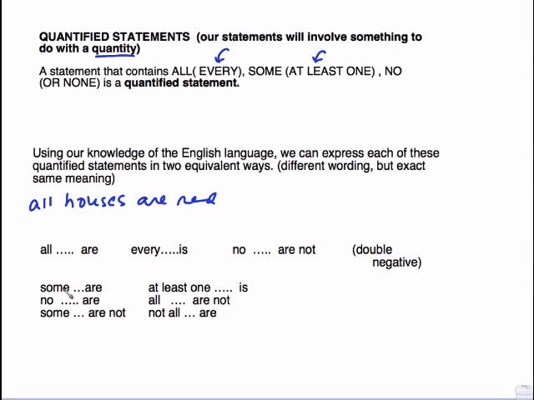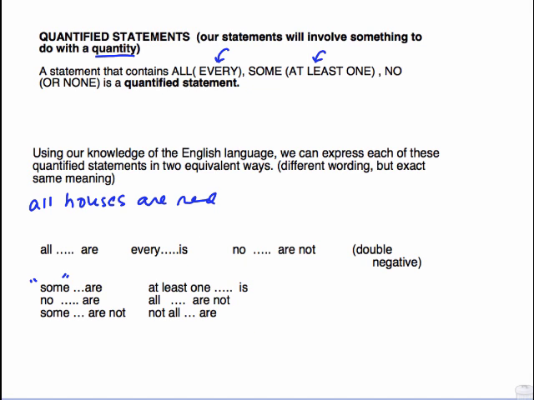Now, I can say some houses are red. That's a new statement. Some houses are red, which means there is at least one house that's red. Some means there is some quantity, could be 1, 2, 3, 50, but at least one is red. No houses are red. Another way to put that is all houses are not red. And some houses are not red. If there are some houses that are not red, then that means not all houses are red.